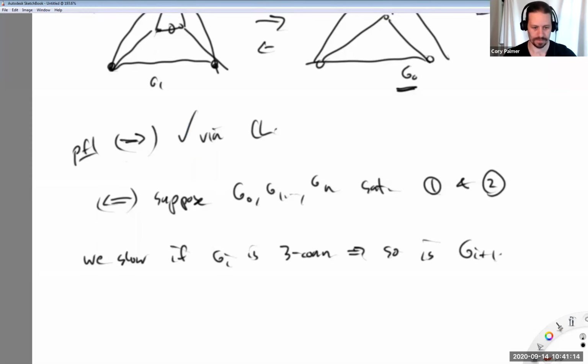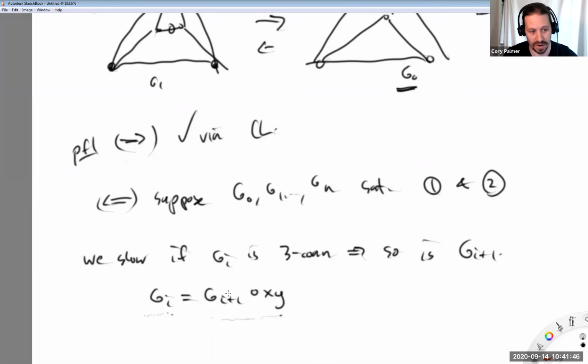Okay. Keep in mind, this is not what we did in the lemma. This is the reverse, right? In the lemma, we said there's an edge you can contract and stay 3 connected. The relationship between Gi and Gi plus 1 is that Gi plus 1 contracted along an edge XY is Gi. So this is saying if the resulting graph is 3 connected, then the starting graph had to be 3 connected. In general, that's not true. In general, there are graphs that are not 3 connected whose connectivity increases after contracting, right?